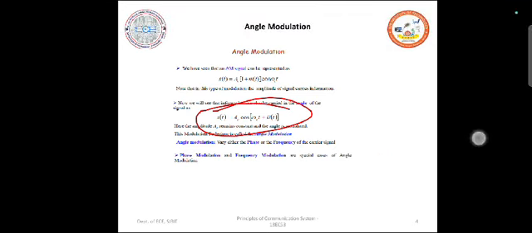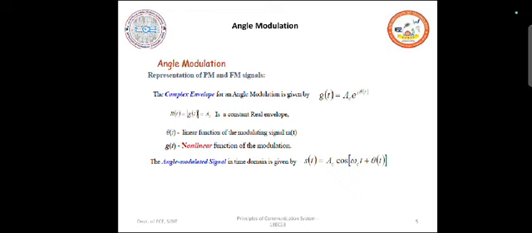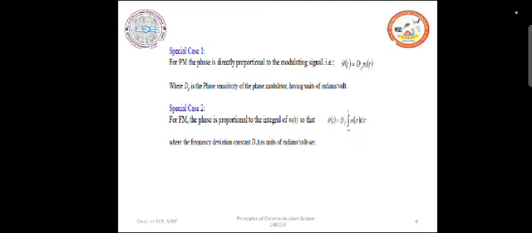So this is about the angle modulation part. How do you represent basically the angle modulated signal? We have already discussed this. For special cases, for phase modulation, the phase is directly proportional to the modulating signal, that is theta of t. And for frequency modulation, the phase is proportional to the integral of m of t, so that theta of t becomes equal to df integral from minus infinity up till t of m of sigma d sigma, where the frequency deviation constant df has units of radians per volt second.